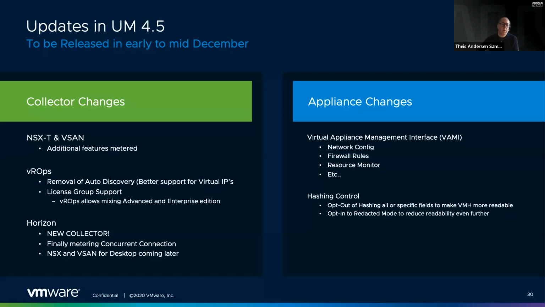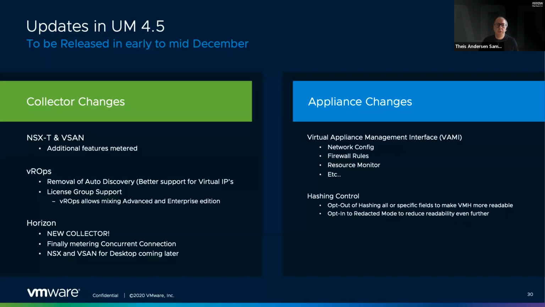Then we have the new thing, Horizon, the new collector. And just to mention here, this is from Horizon version 7.9 and later. And also it does not support mixed environments. So you cannot do different Horizon versions or editions, stuff like that. And you have to be on version 7.9. So NSX support and vSAN support for desktop is coming in a later version of usage meter, but definitely it's something that has been requested for quite some time, to have the metering for Horizon.